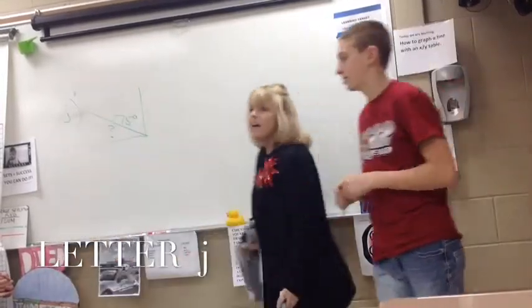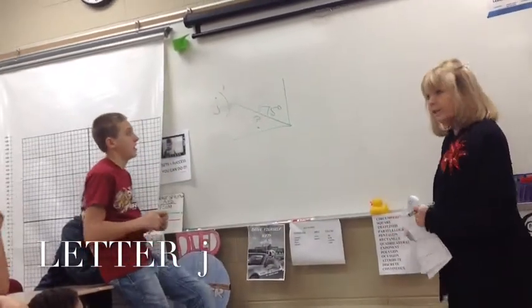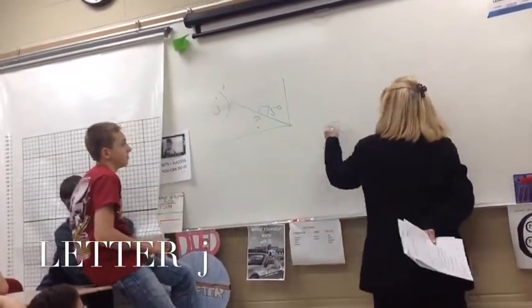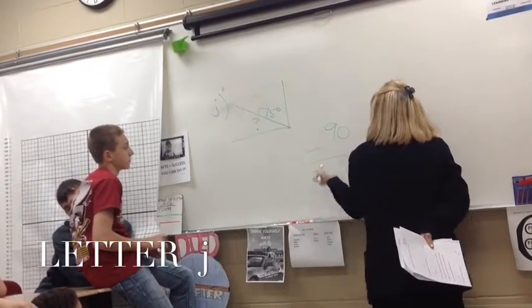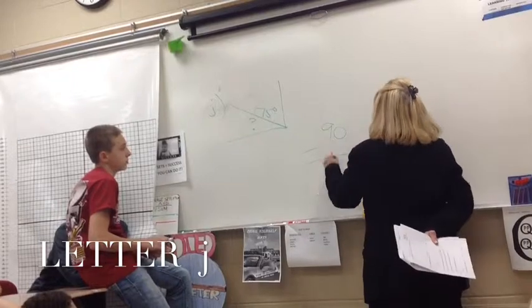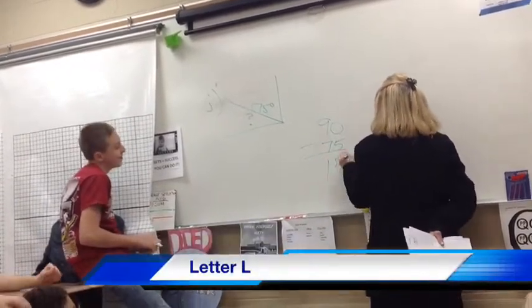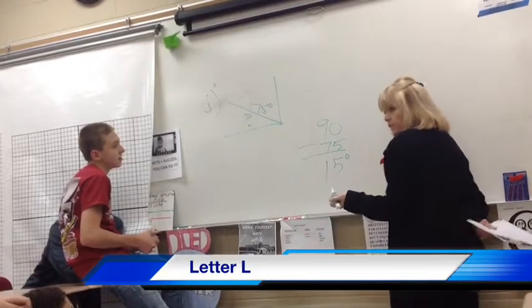Okay, that whole big angle is a right angle, which is how many degrees? 90. If I want to get the question mark, I subtract it, and it tells me what goes in the home. 75. So that's a five, carry the one, or borrow the one. So that one would have to be 15 degrees.